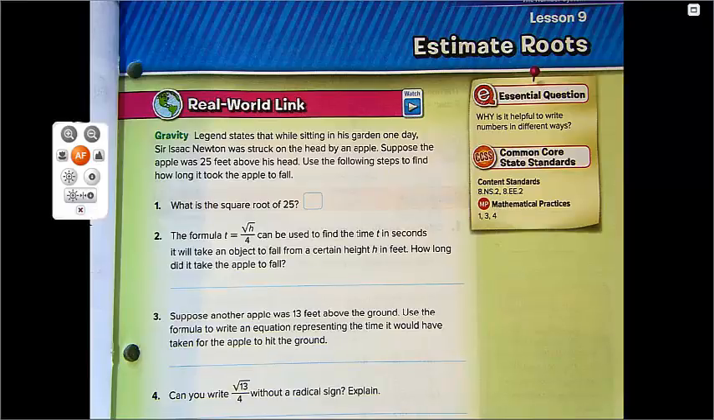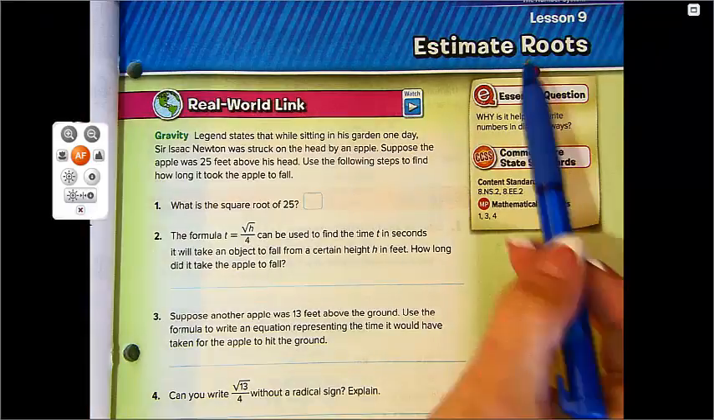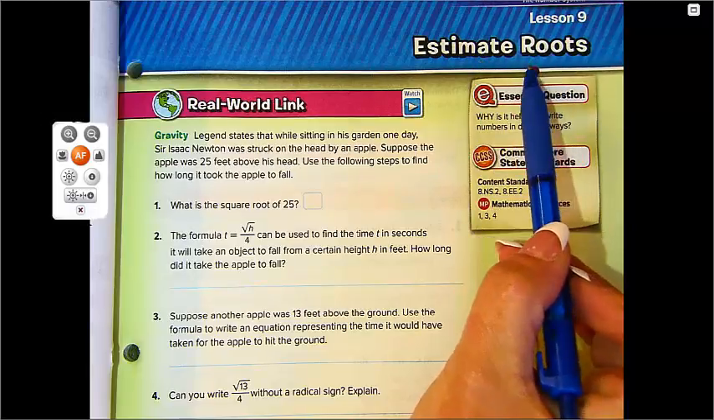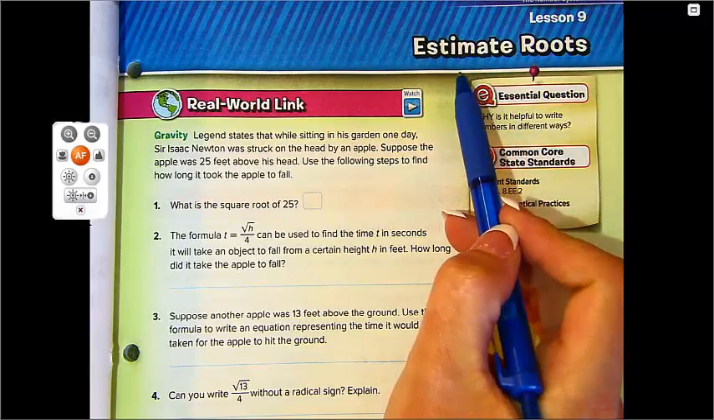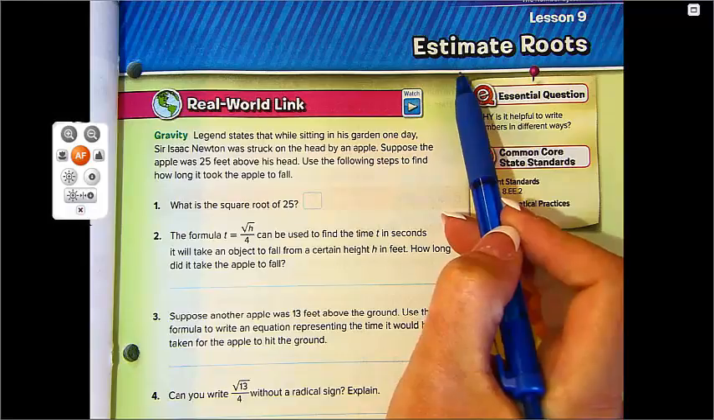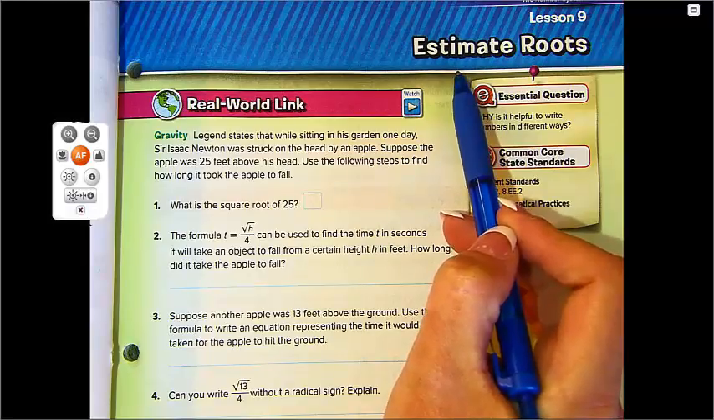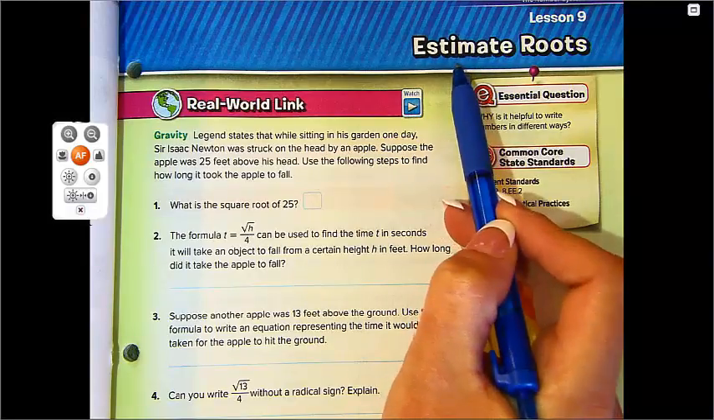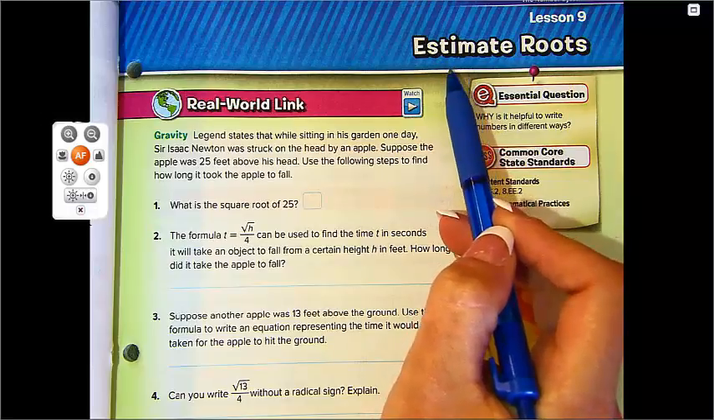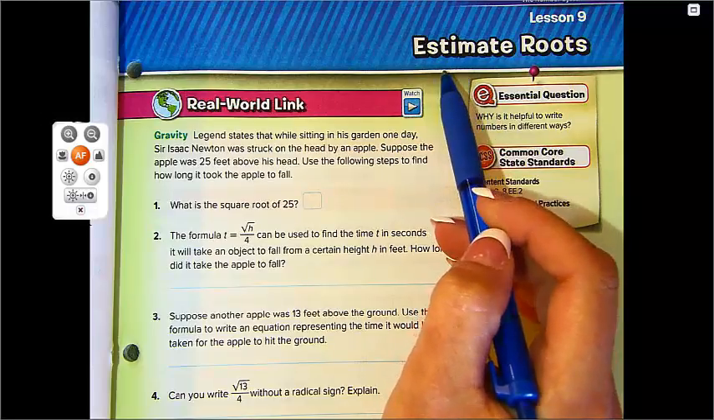All right, hey guys, we're back, ready for lesson number 9, talking about estimating roots. This word estimating means to find a close value, but not the absolutely correct value. You're going to find something close. And we're going to make this even easier today because we're going to do this with a calculator. So let's look at some of these questions.